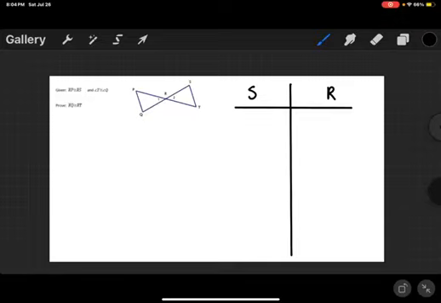Hey guys, so today we're going to be doing this geometry proof. We want to prove segment RQ, this one right here, is congruent to segment RT, that one right there. So our given information is right up here.